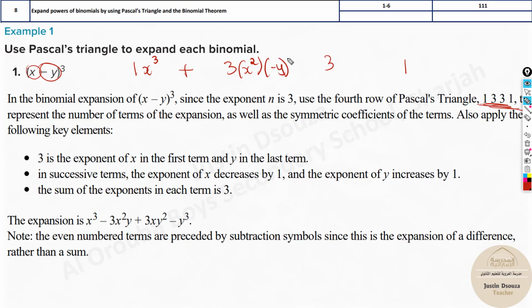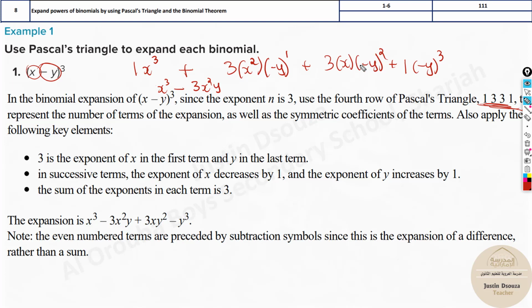It'll be minus y to the power 1. Plus, here we will have x only, and this minus y to the power 2. Plus, again, minus y to the power 3. Now let's simplify this further. It'll be x cubed, and I should not write plus. Let's see the sign. Minus y to the power 1 will be minus y itself. So this minus sign multiplied with plus will become minus, and therefore we will have 3x squared y.